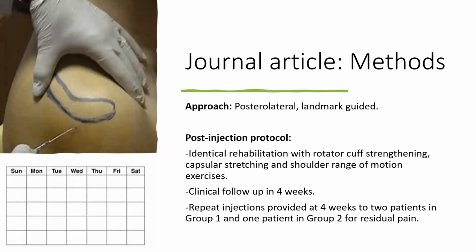The authors used a landmark-guided posterolateral to anterior approach for the injection. And the post-injection rehabilitation protocol included range of motion exercises of the shoulder, posterior capsule stretching, and rotator cuff muscle strengthening. Participants were followed up at 4 weeks, and 2 patients from group 1 and 1 patient from group 2 were provided repeat injections at 4 weeks for residual pain.